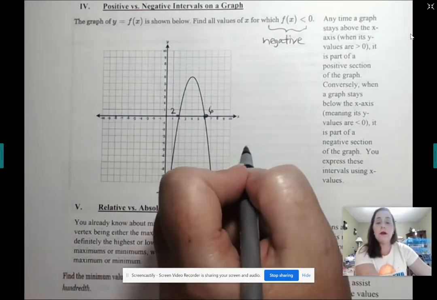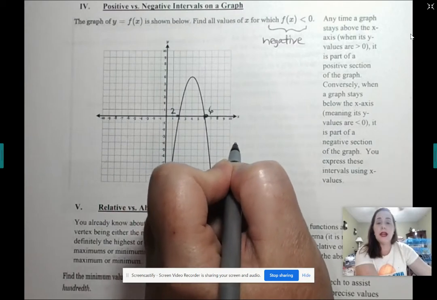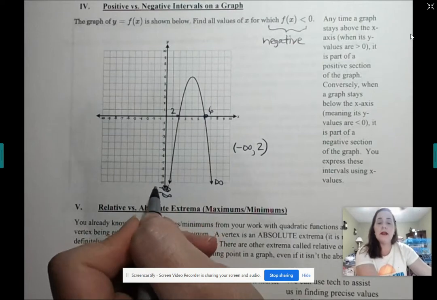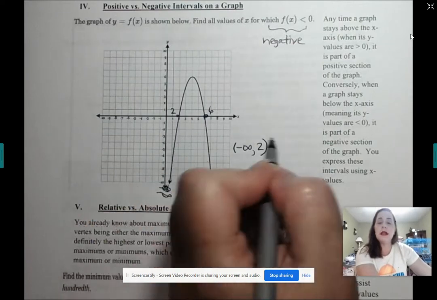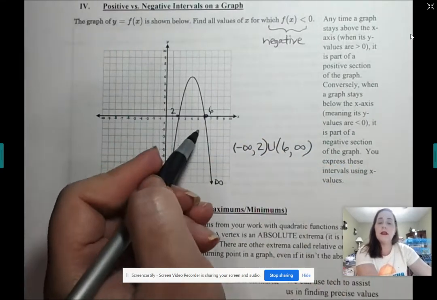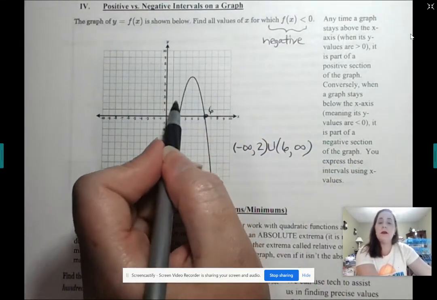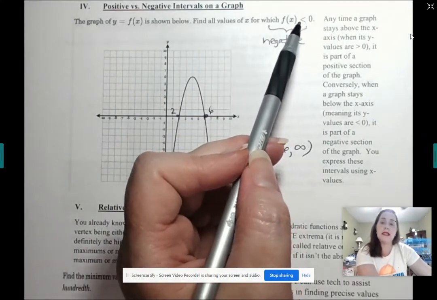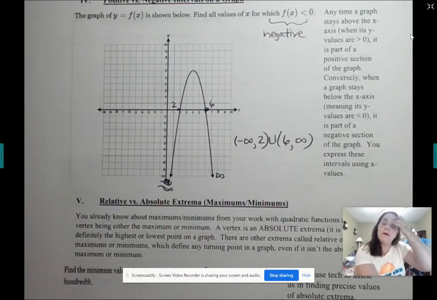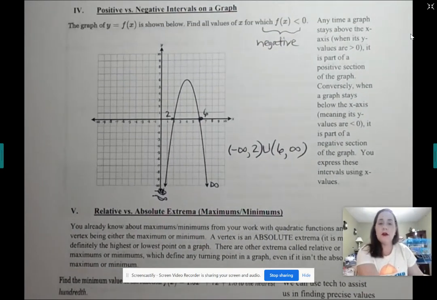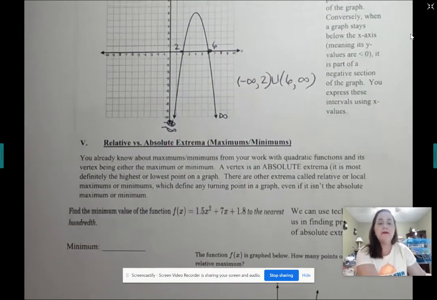So I would be writing something that showed, if it asks for interval notation, it would look like this, from negative infinity to 2, this piece, and also from 6 to infinity, this piece. I'm only going to leave out the x values between 2 and 6 because those are not satisfying that condition. All right. So if they're just asking for negative, these would be my 2 intervals on this particular graph.